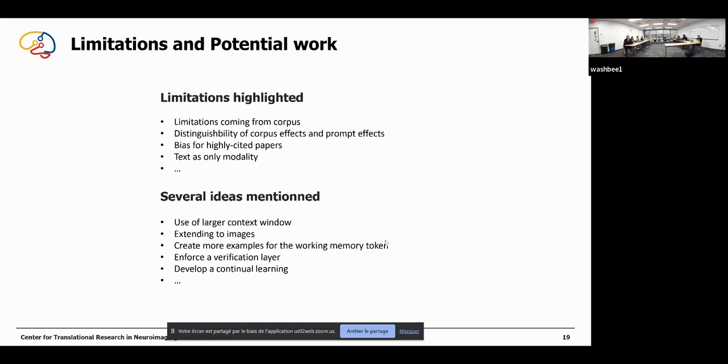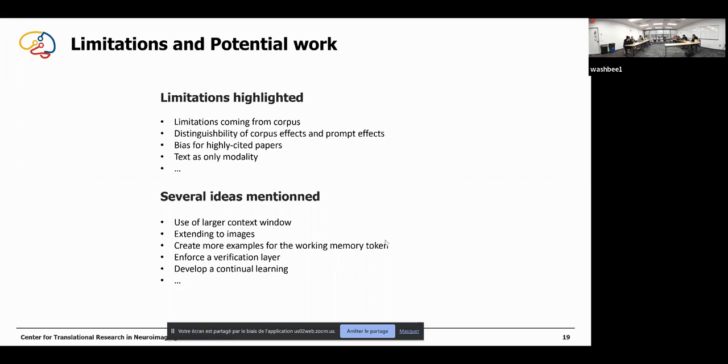Another idea is giving more examples for the working memory token, because even if for them this working memory token is only a small step toward better explainability of the chain of thought of the transformer, there is a huge need that can be addressed in this area.